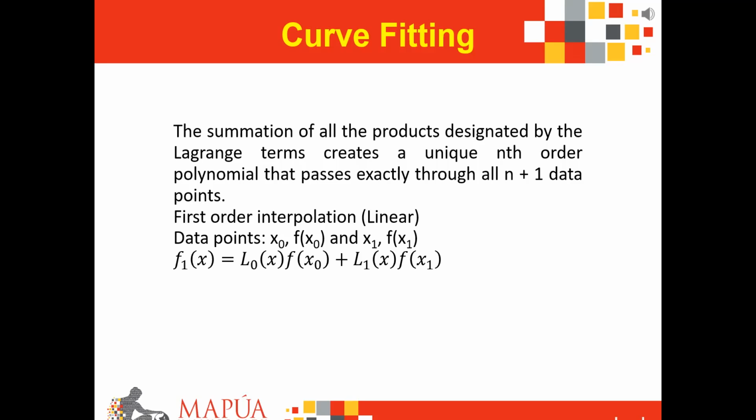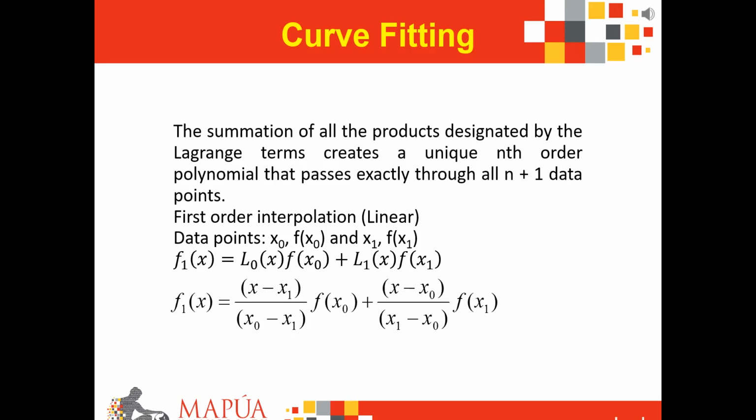In order then to determine this Lagrange term, your L0 of x is simply x minus all other values of x except x0. Note that the only other value of x in your given data set is x1. So that would mean your numerator would be x minus x1 only.